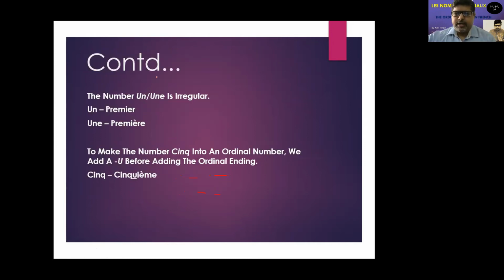On the contrary, there are certain irregular numbers, like one, that is première. For the masculine, that is premier. So premier and première are quite irregular. There are also numbers like cinquième. Once the number is cinq, to make it ordinal, we add U before adding the ordinal ending. So cinquième will be written C, I, N, Q, U, I, E acute accent, M, E. This is one of the important terms that we need to know.